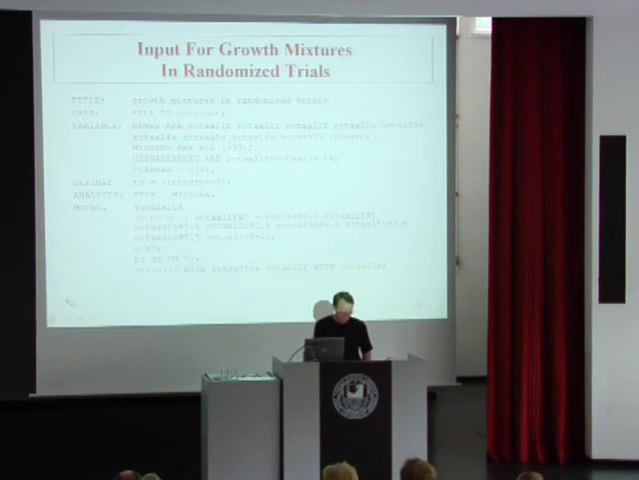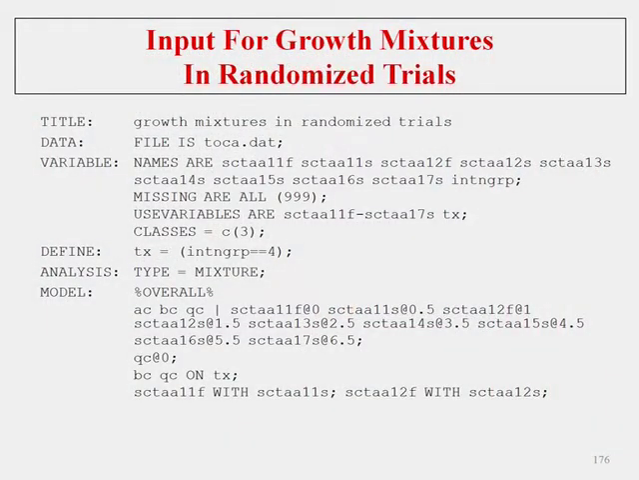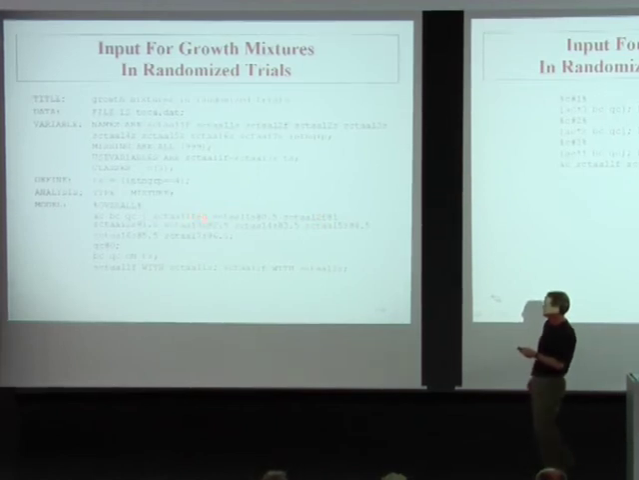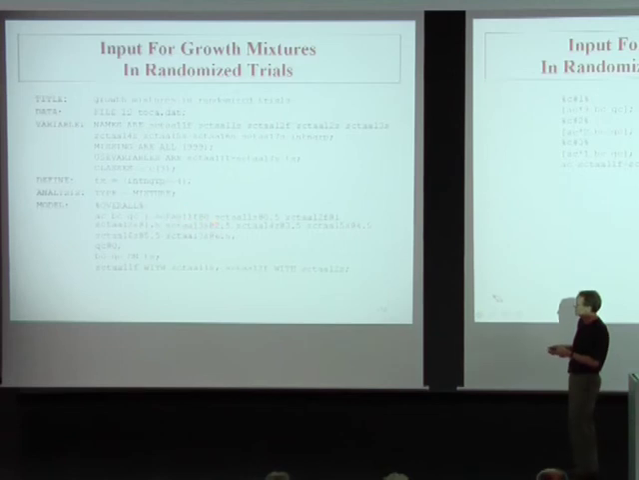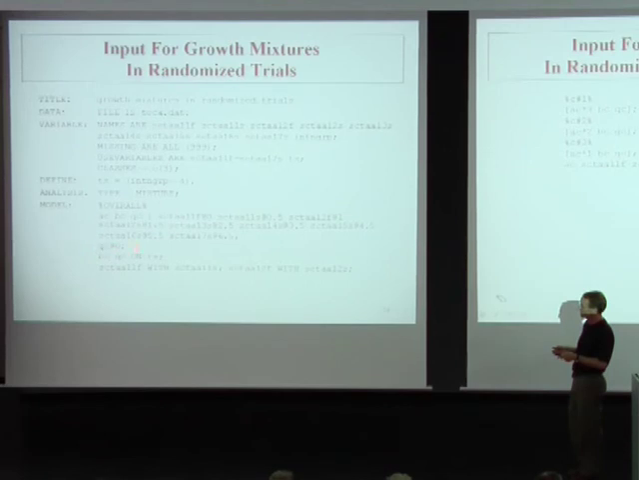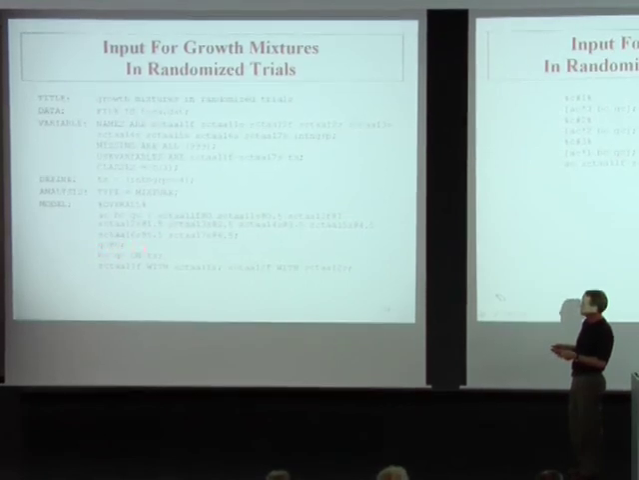Here's the input. It's nothing difficult at all. We have a 3-class model here, and here is the intercept, linear slope, quadratic slope. We center at time 1 because we want to isolate the intercept as a pre-intervention quantity. And actually, as is often the case, you do not need the variance or the residual variance for the quadratic factor. It's often a fixed effect rather than a random effect, and you just fix the variance of it to 0.